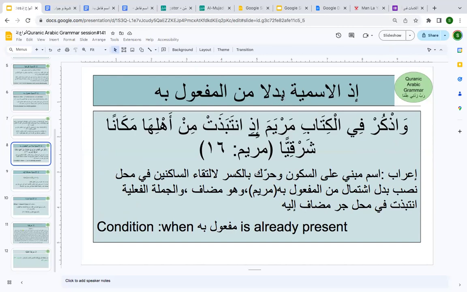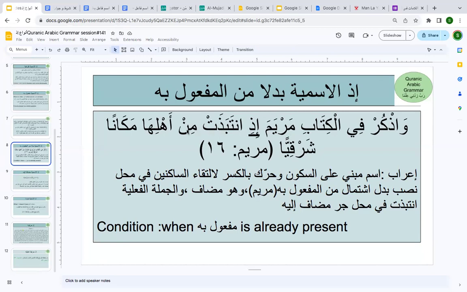Sometimes badal is going to come up as badal from maful bihi, which means a substitute or a replacement of maful bihi, a special something about maful bihi, if not a complete replacement. Let me tell you how. Waskur, and remember, fil kitabi, in the book. Who to remember? What is Maryam answering here in Surat Maryam, verse number 16? Maryam is maf'ul bihi.